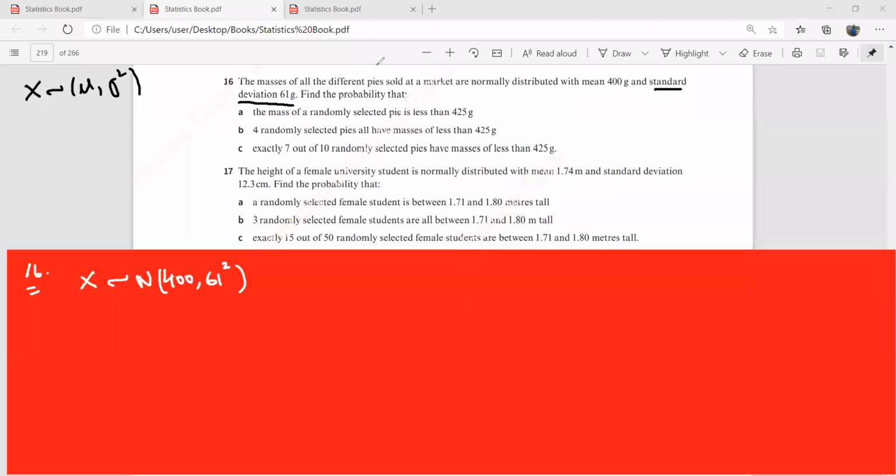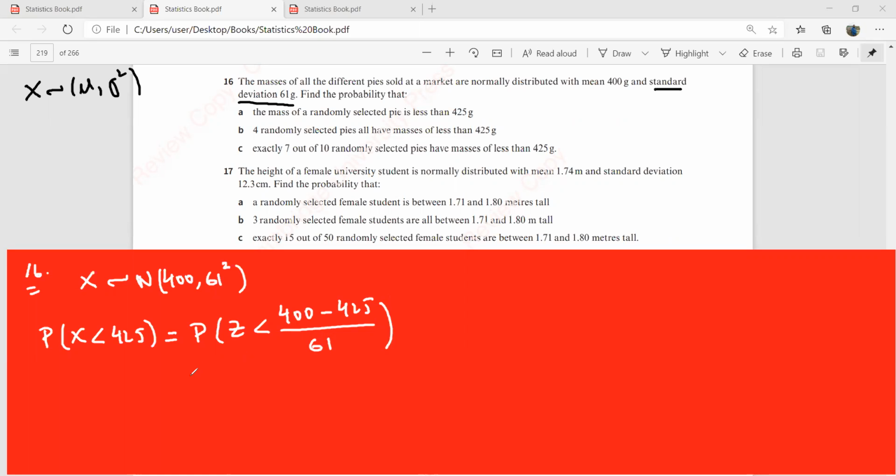Let us find the probability that the mass of a randomly selected pie is less than 425 grams. So I have to find the probability X is less than 425 grams. You will right away go for the standardization here. This would be the probability Z is less than (425 minus 400) over 61. The standard deviation is to be used here.